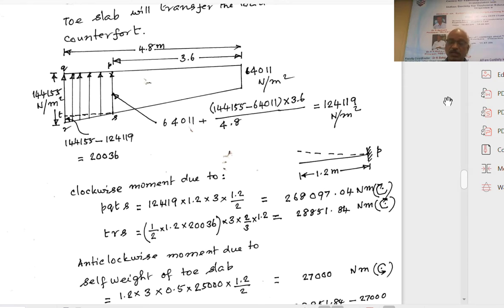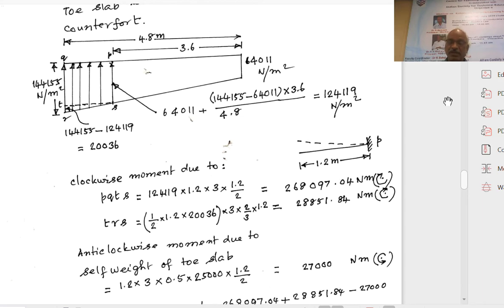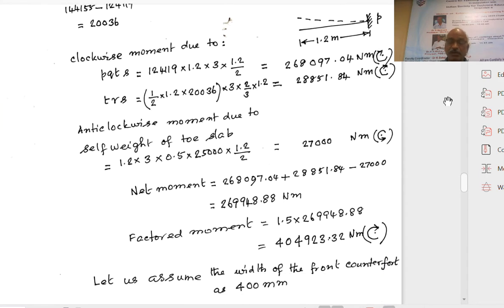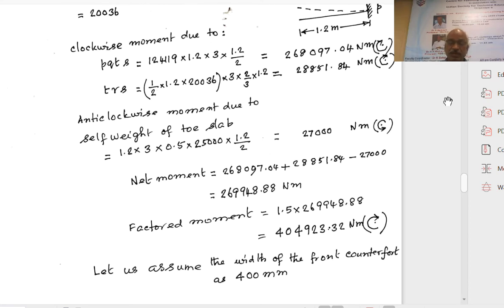So that is anti-clockwise moment, because as per the figure given on the right hand side, it's a cantilever fixed at the point P, subjected to net upward pressure. So that will cause a clockwise moment. Therefore the net moment is equal to 26,9948.88 Newton meter. So this is the moment.